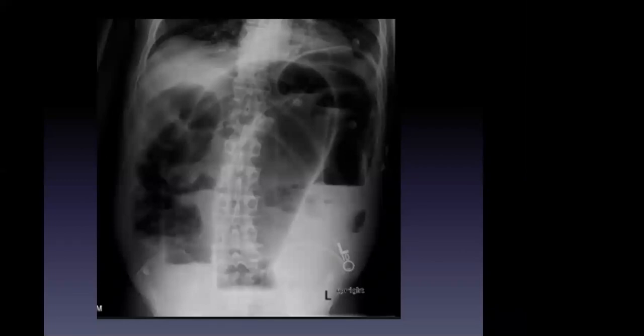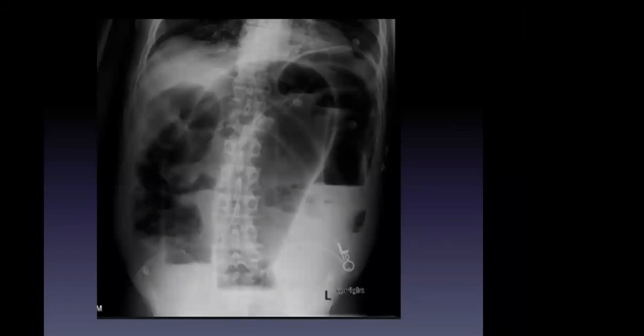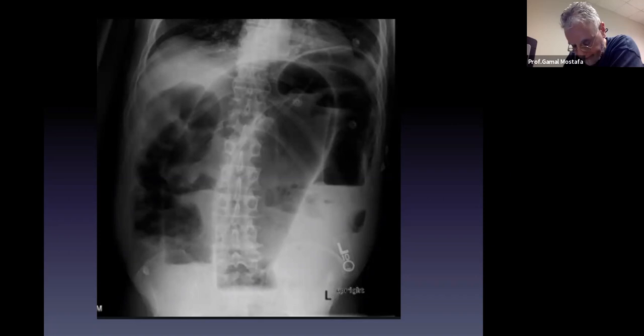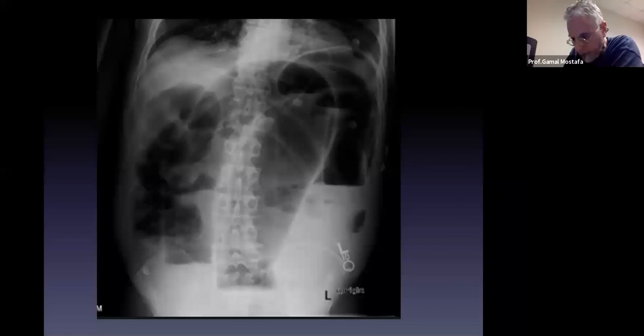The sigmoid volvulus could be one of the causes. Okay, volvulus. What else? It could be fecal impaction only. Okay. What else? The complicated diverticular disease. Okay, excellent. Okay, these are 3 causes. Okay, anything else?